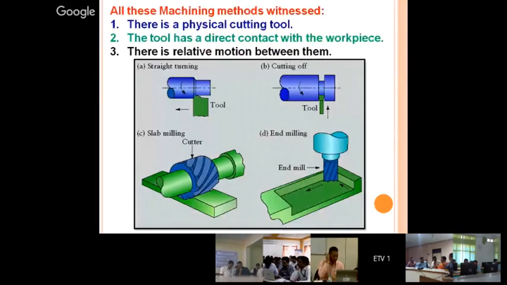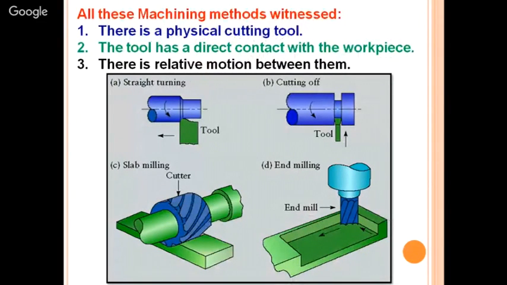In every operation, there is one physical cutting tool and the other is the job. Both have physical contact with each other. And the third condition is that there is a relative motion between these two. So dear friend, there is a physical cutting tool, the tool has direct contact with the workpiece, and there is a relative motion between them.